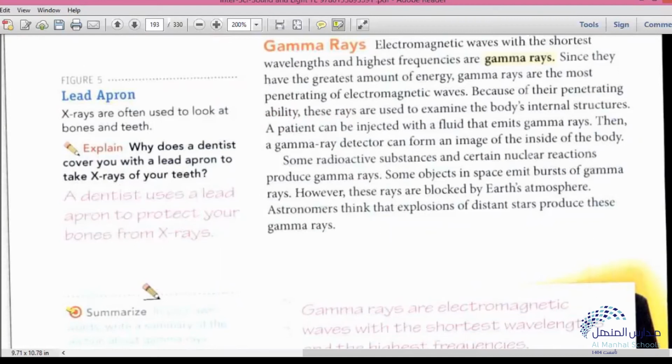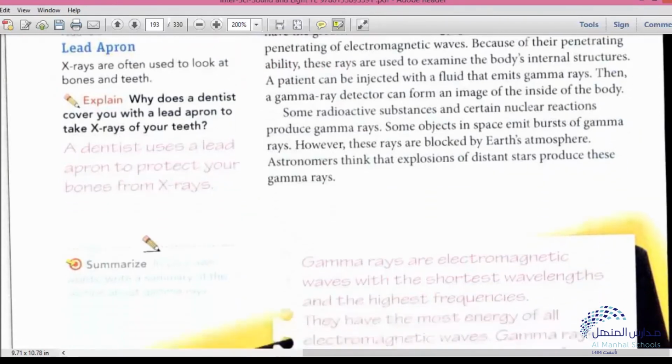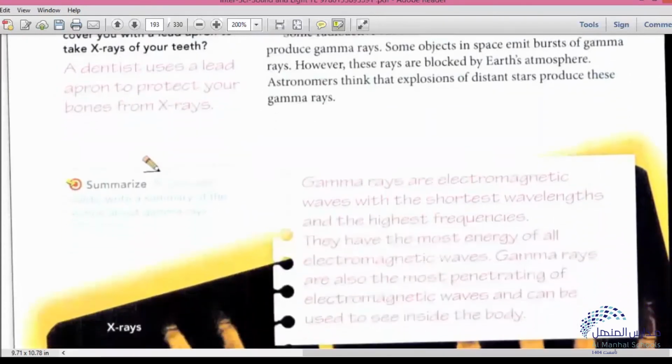The other question. Gamma rays are electromagnetic waves with the shortest wavelength and the highest frequency. They have the most energy of all electromagnetic waves. Gamma rays are also the most penetrating. They can pass through materials and can be used to look inside the body. If we want to take a picture of an internal organ like the liver or pancreas, we are going to use gamma rays, or the brain itself.